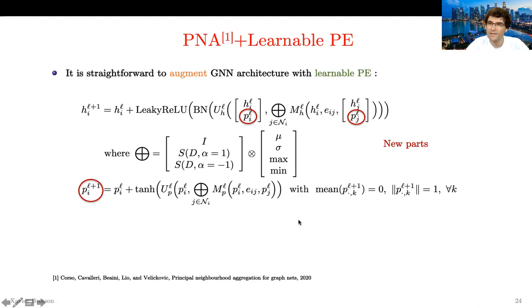So we can also use this learnable positional encoding for other GNNs. For example, here we consider PNA from Petar Veličković and his collaborators. Again, we can augment this GNN architecture by concatenating the structural information with the positional information here and here. We keep the same aggregation equation. We have the new P update with the same analytical form as this one, except that we have different parameters that we can learn.